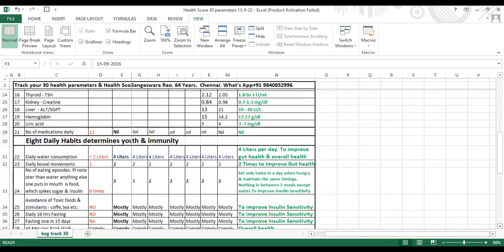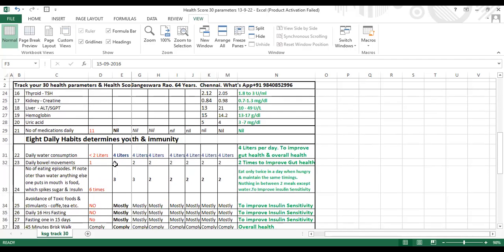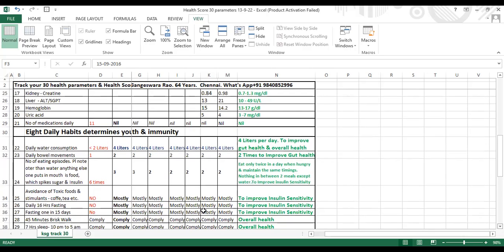So, the daily water consumption. See, red color means I was out of range. Daily water consumption should be 4 liters. Now daily bowel movements, two bowel movements should be there. Number of eating episodes. In the initial period I was eating 6 times: breakfast, lunch, dinner, one time snacks, and 2 times coffee, tea. So it amounts to 6 times.